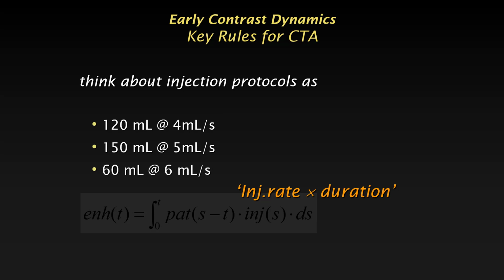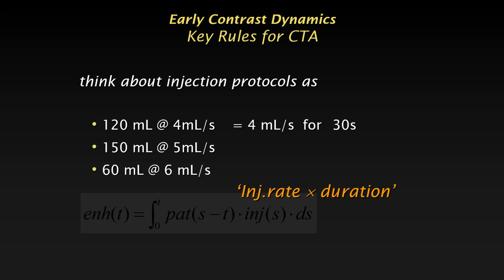But the simple consequence of that, and I think that's maybe the most important slide for everyone to understand, is that we are usually inclined to think of injection protocols as volumes and flow rates, like 120 cc's at 4 cc's per second. The reason we usually think about it in these terms is that's how the injector requires you to punch in the numbers, the volume and the flow rate. But it's not intuitive for what we would expect the arterial enhancement will be, because the arterial enhancement is in fact better explained by the flow rate and the total duration.